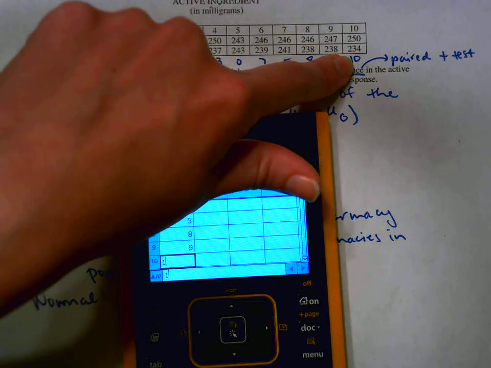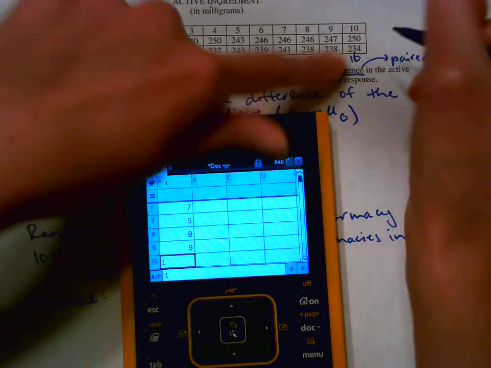Why did I put 10 there? That's 16. That's weird. I don't know.